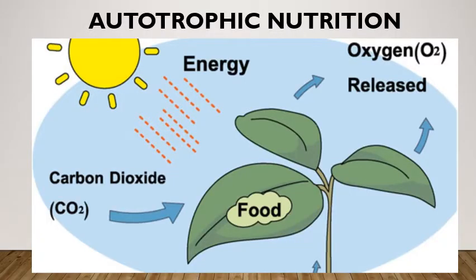Autotrophic nutrition. Carbon and energy requirements of the autotrophic organisms are fulfilled by photosynthesis. It is the process by which autotrophs take in substances from the outside and convert them into a stored form of energy. This material is taken in the form of carbon dioxide and water, which is converted into carbohydrate in the presence of sunlight and chlorophyll.